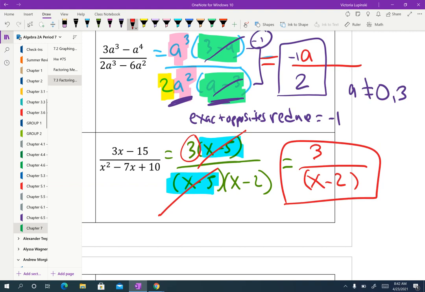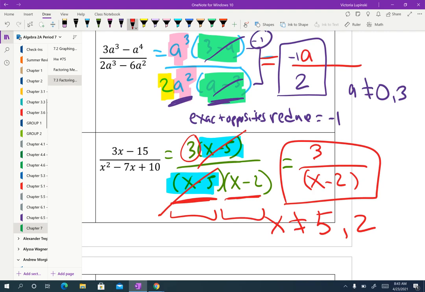Then you have to make sure that you state your restrictions. And again, when you state your restrictions, you have to check all of your denominators, even if they got canceled out. So x cannot equal positive 5 or positive 2, because if you chose those values, the entire bottom would cancel to be 0. So hopefully you're kind of understanding the technique.